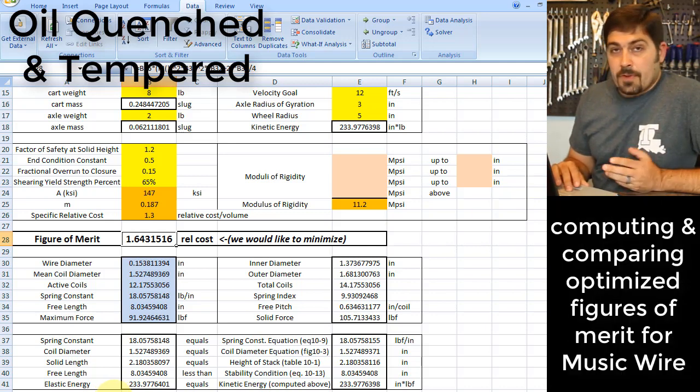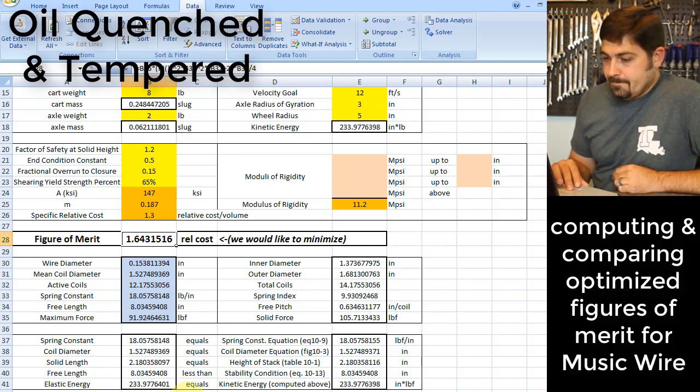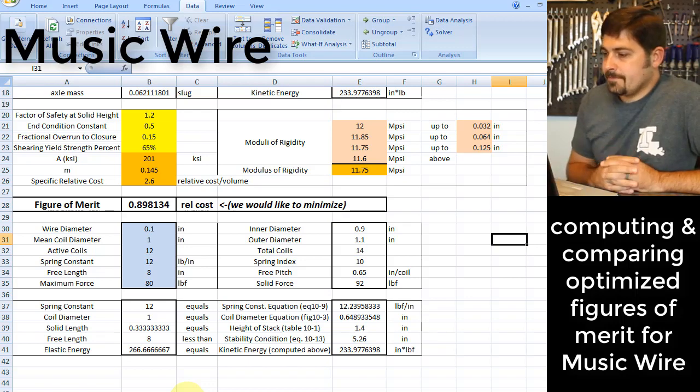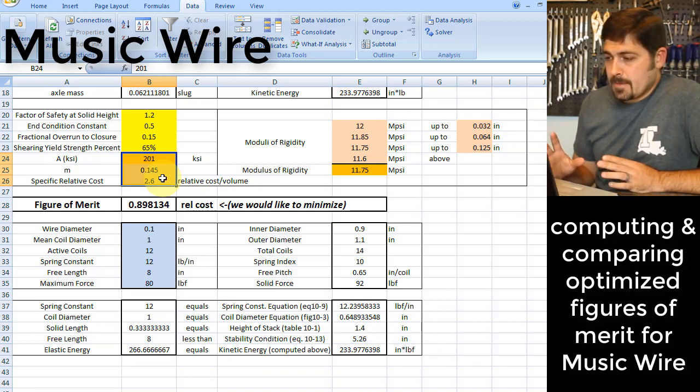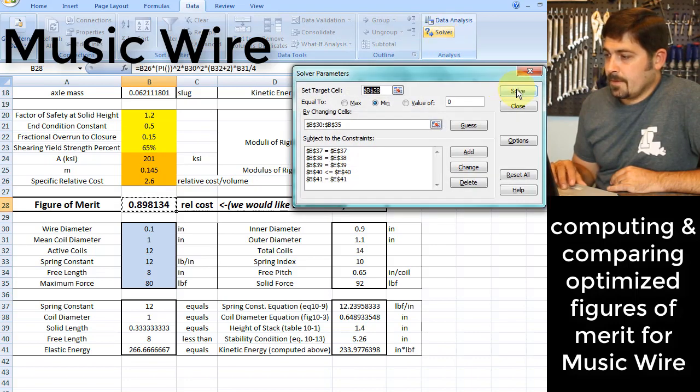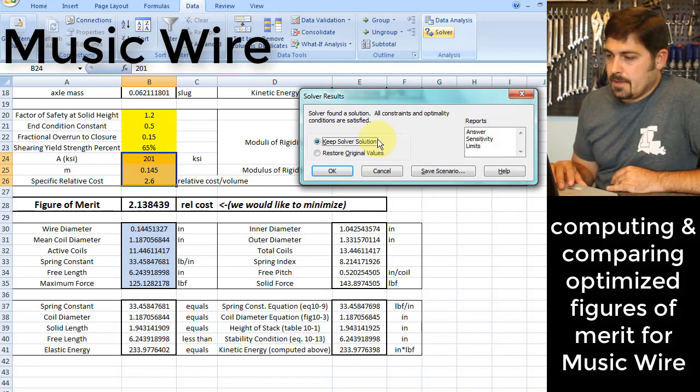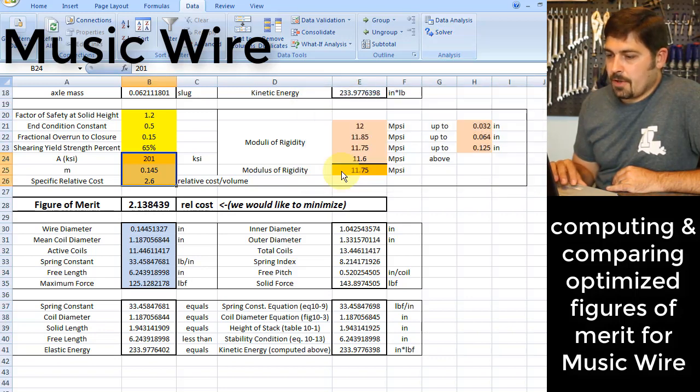All right, well, the last one that we need to consider is music wire. Music wire kind of did the same thing. I assumed the modulus of rigidity. By the way, music wire does have this variable modulus of rigidity. It's not extremely variable, but it's a little bit variable, and so I'll set that up in the same way. It does have different values for strength here, but I'll just go ahead and run the solver. When I hit solve, okay, I'm going to keep that solver solution.